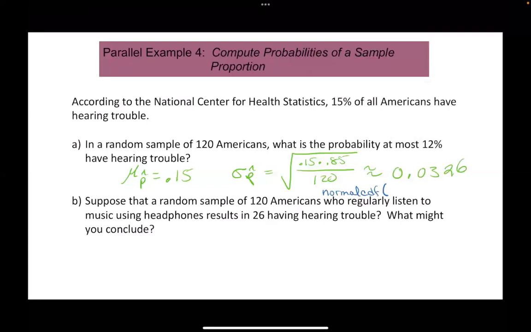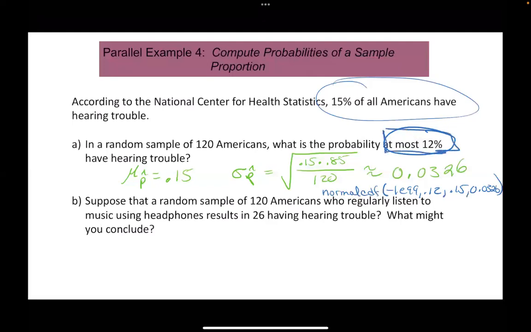This is when we're looking at probabilities. What is the probability at most 12? So it's 12 or less. 0.12, and then we use 0.15, 0.0326. So this right here is what we use for our P in our standard deviation and in our mean. And then we pull the 120 out of probability there, what we're looking at. Okay, I might have problems with that.